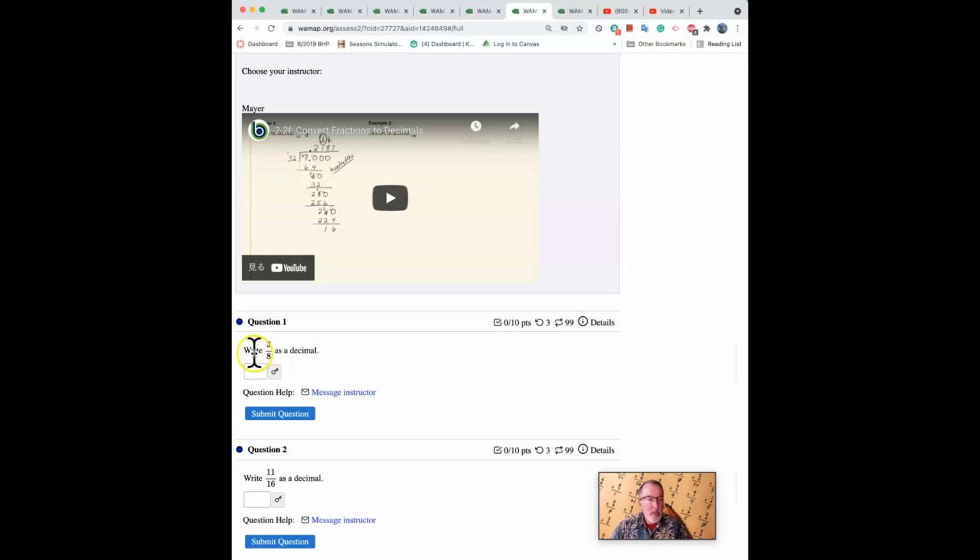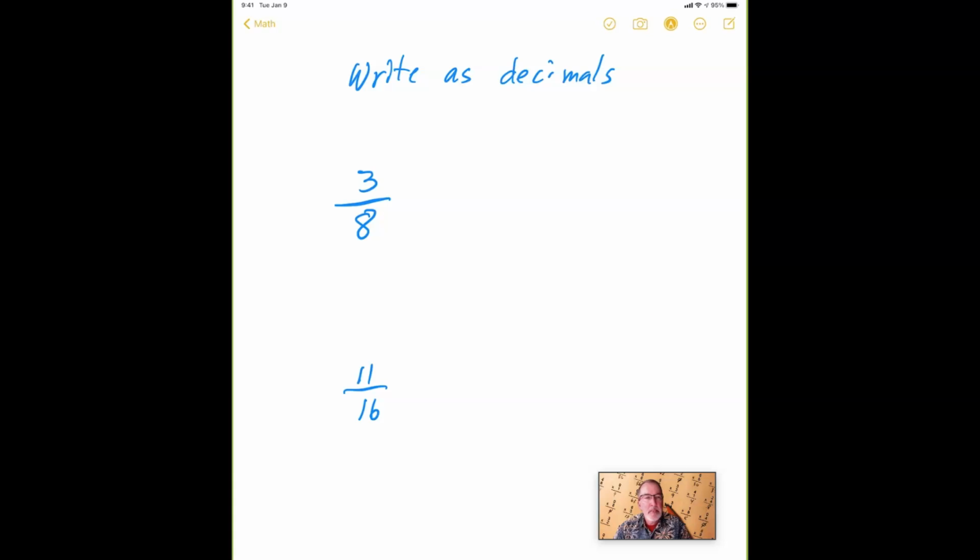Okay, so we're going to try and write 3/8 as a decimal. And then we have another one, write 11/16 as a decimal. If any of you work in construction or have worked in construction, this kind of conversion can be very important. So let's take a look at this. Let's go to my tablet.